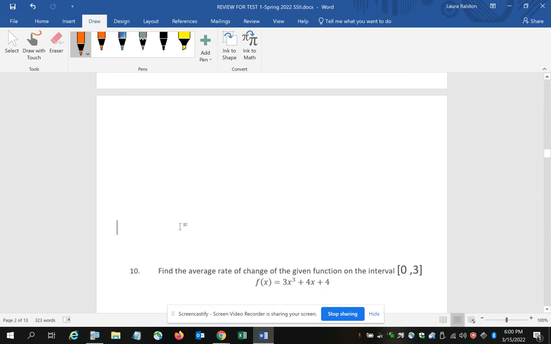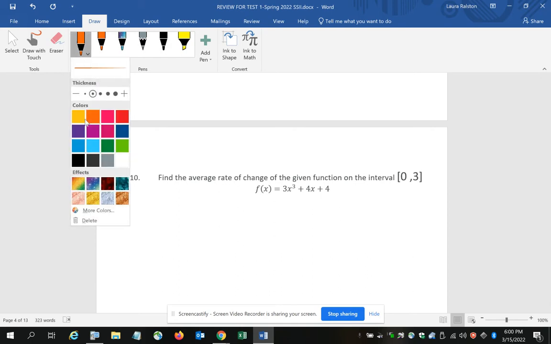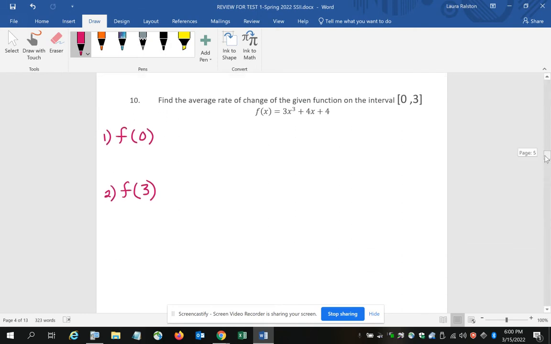The next question is similar, but instead of giving you a graph, they give you an equation. So it requires a little bit more work. You can almost think about it in 3 steps. The first step is going to be to find the value for the function f at 0. The second step is going to be to find the value of function f at 3. And then our third step will be to use those 2 things to find the average rate of change.